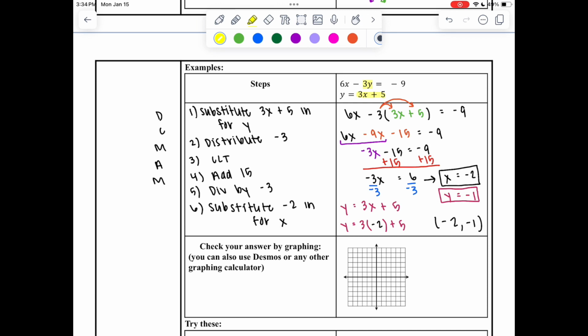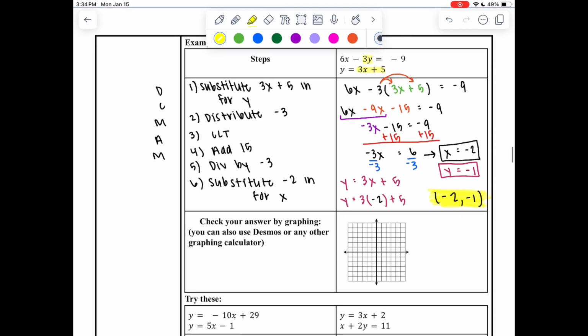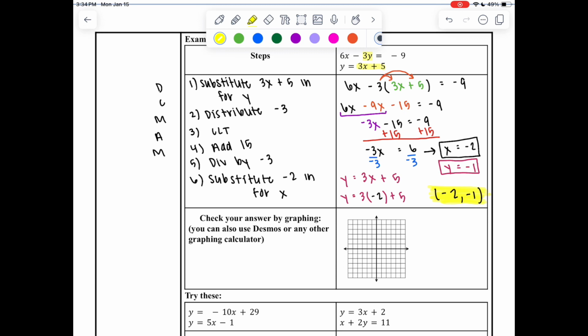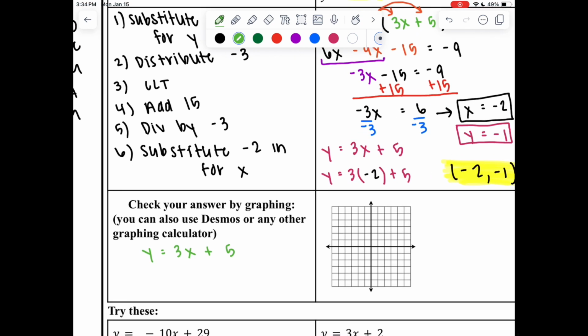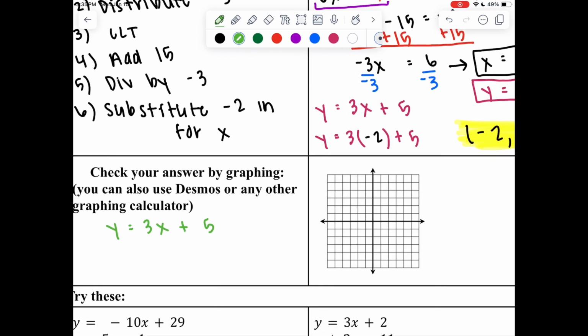As always, you can graph if you'd like to. This is going to be a little bit more work to graph as a system of equations, but it doesn't mean that you can't do it if you want to check and make sure that you did it correctly. The second equation is already in slope-intercept form, so that's the one that I chose to graph first. Y equals 3x plus 5 means that from the origin I need to go up 5, and then that's my y-intercept.